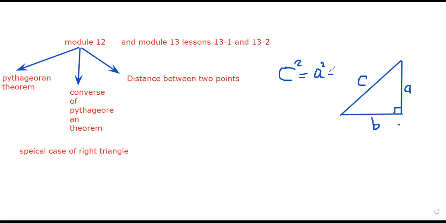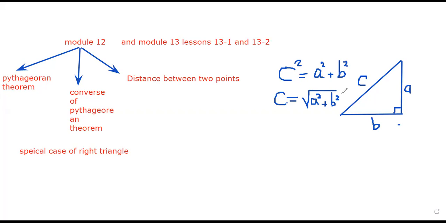plus B to the power of 2. After that, if I want to calculate the value of only C, we can say that C equal square root of A to the power of 2 plus B to the power of 2. This is in case we are looking for the value of the hypotenuse.